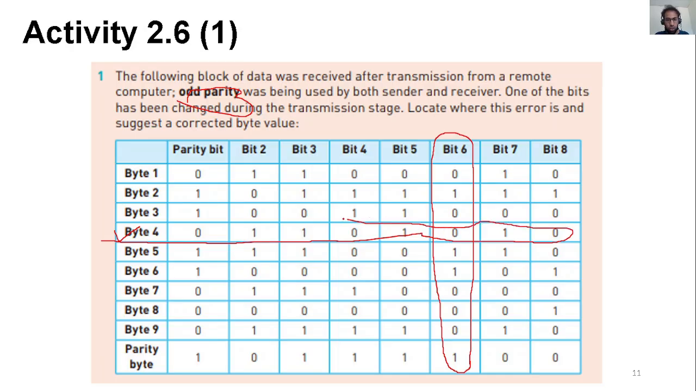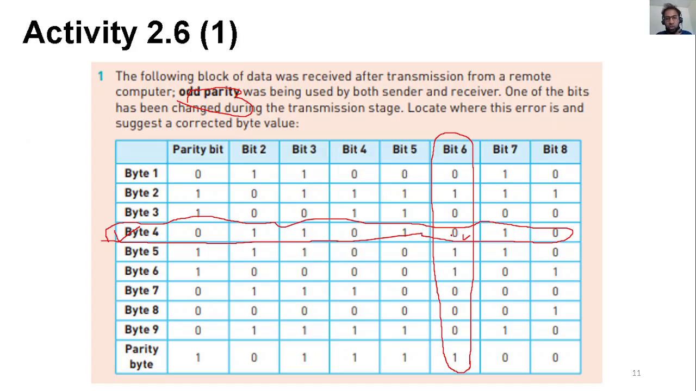Now the common cell between the row and the column is this one. So this bit has got changed, and if we make it 1, then obviously our problem will be resolved. Because if we make it 1, we will have an odd number of ones in the row, and in the column we will also have an odd number of ones. But at the moment, they are even. So this is why we have solved this problem. This is the bit that has got changed.